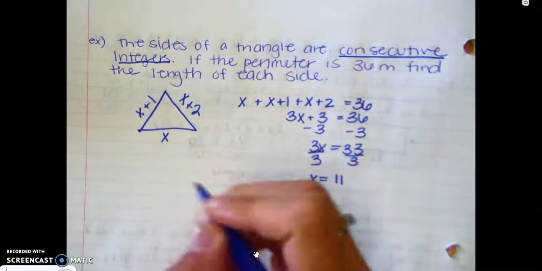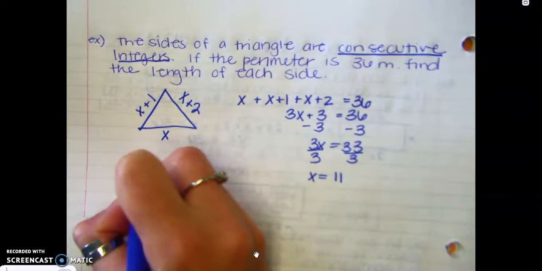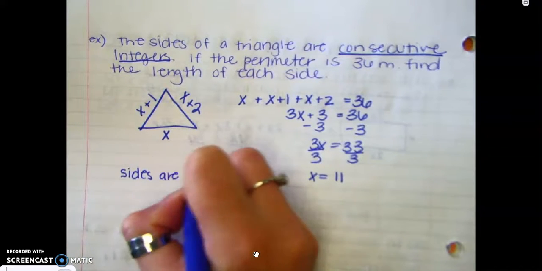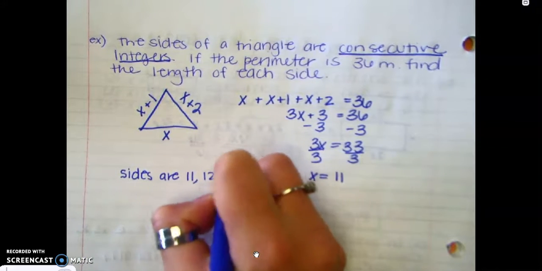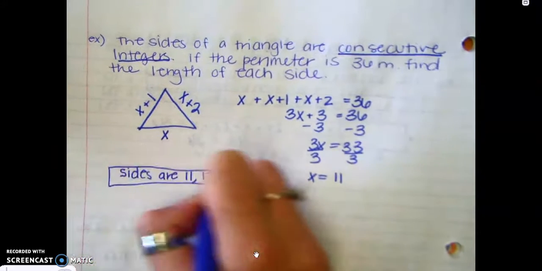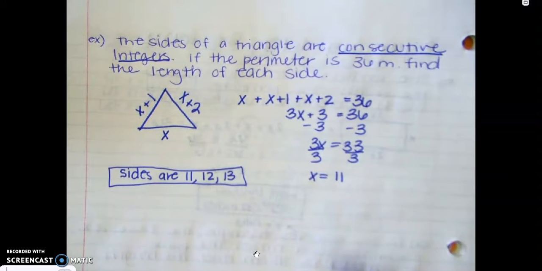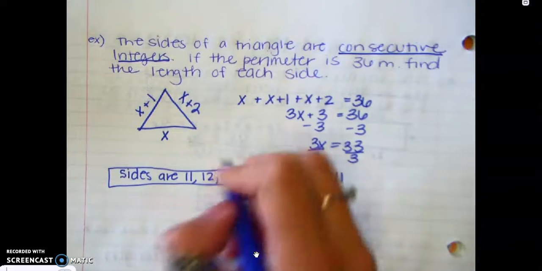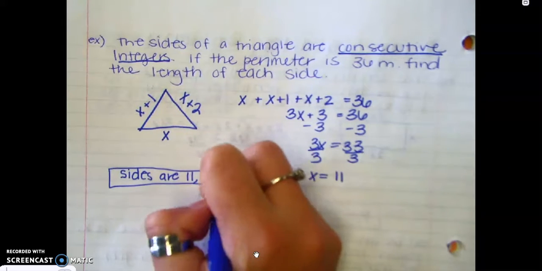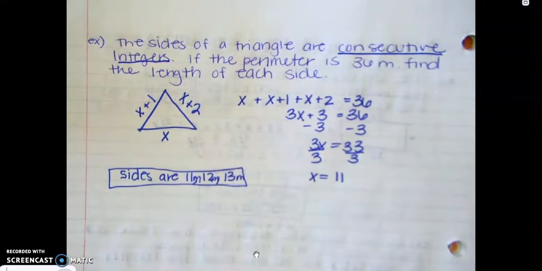So I know that the sides of the triangle are 11, 12, and 13. Those are consecutive integers, and if I add them all together, my perimeter should be 36, just like the question said. I would make sure you put your labels in there too. So that is perimeter problems, picture problems. My tip is to draw a picture and then try to set up your equation from there.